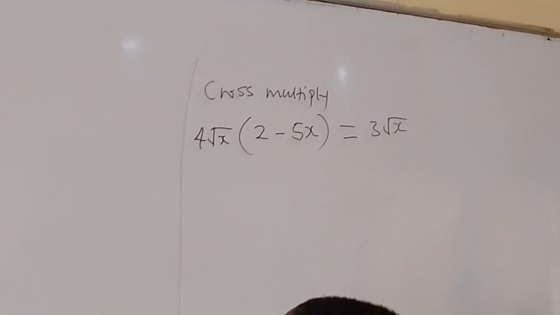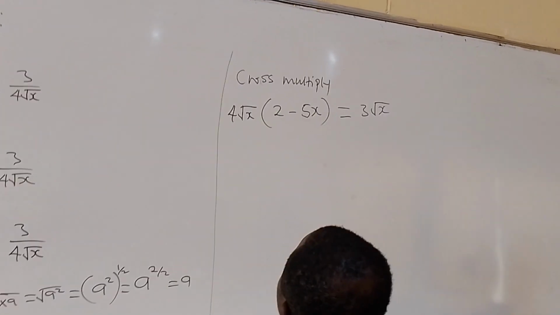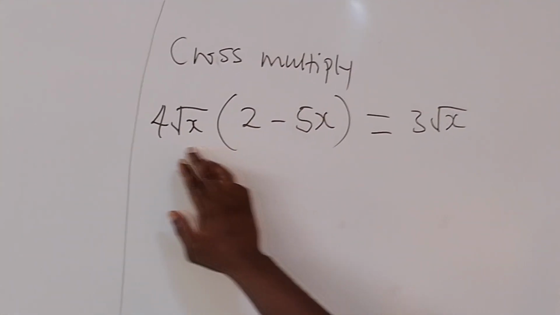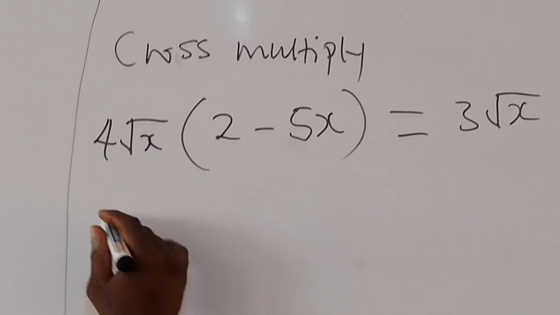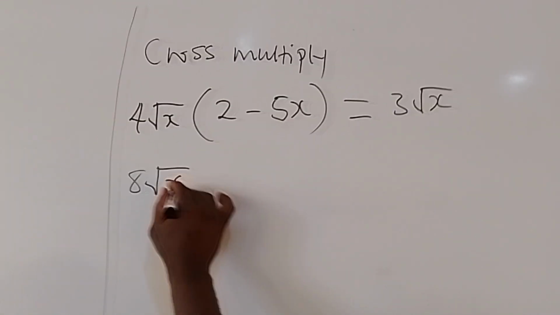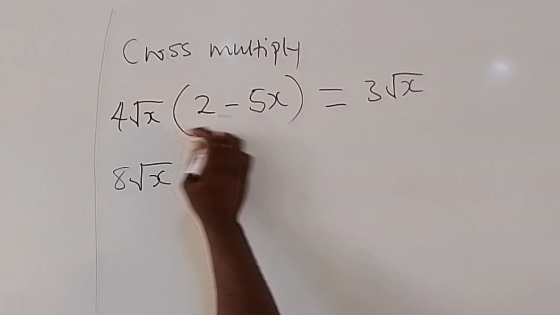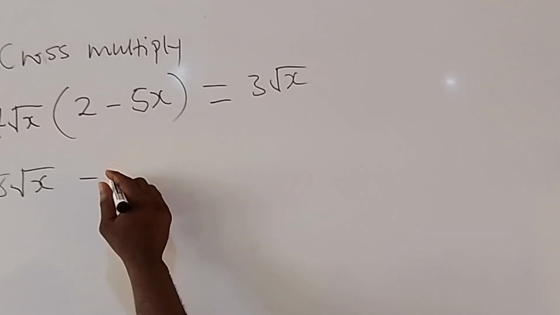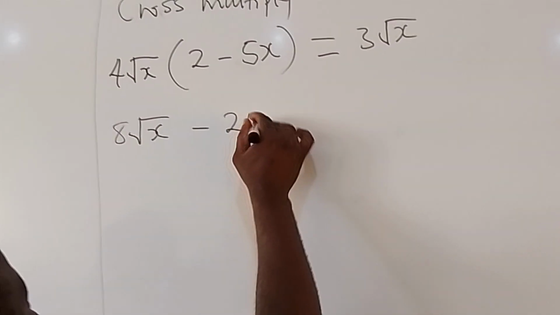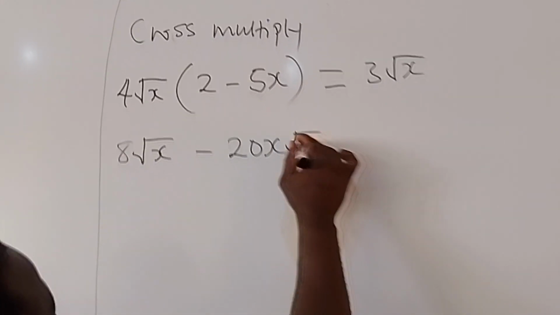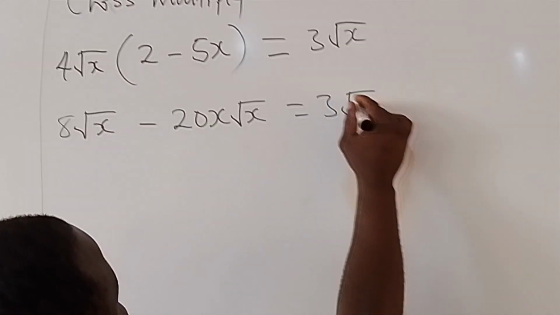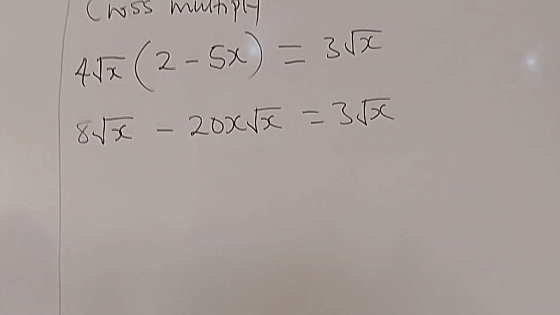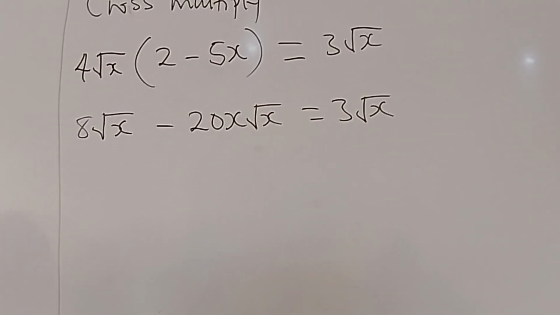Okay. So what we need to do is multiply out this left hand side. 4 root x times 2 will give us 8 root x. Then minus 4 root x times 5x is going to give us 20x root x, equals 3 root x, true or false? Okay, so far so good.